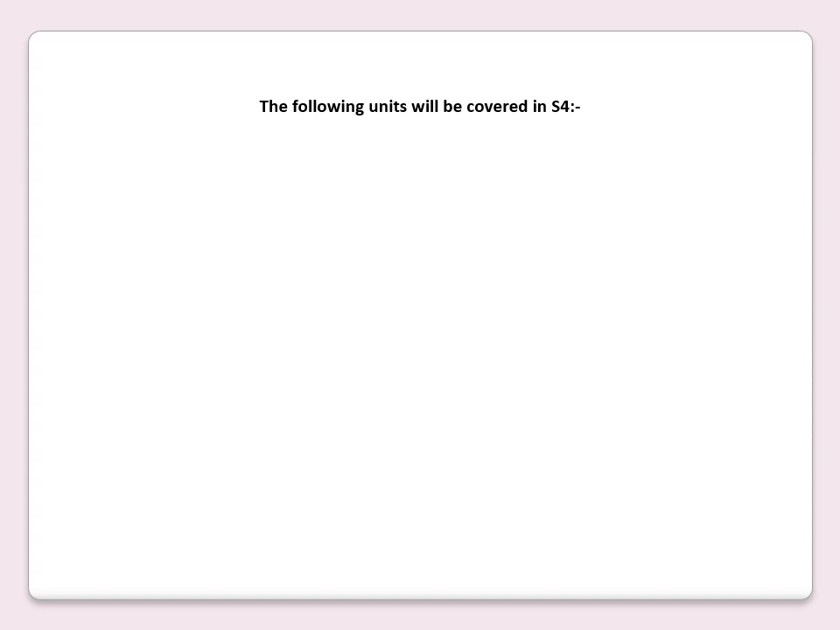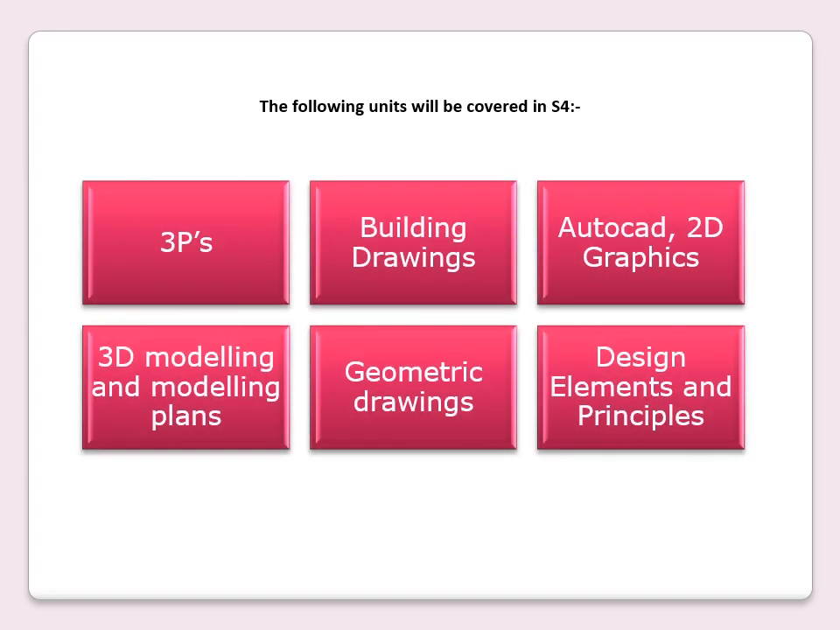The following units will be covered in S4, on top of revising some of those that you actually did in S3. We will look at the 3 Ps and we'll look at how you actually answer questions on the 3 Ps. The 3 Ps being preliminary graphics, production graphics and promotional graphics.